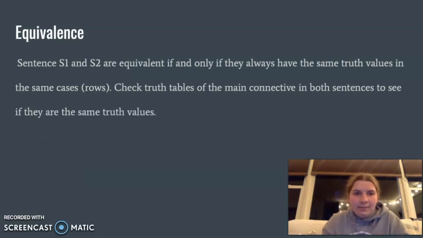So equivalence is defined as: sentences S1 and S2 are equivalent if and only if they always have the same truth values in the same cases, which are also known as rows. So we have to check the truth tables of the main connective in both sentences to see if they are the same truth values. They always have to be the same truth values. So let's look back at our truth table.